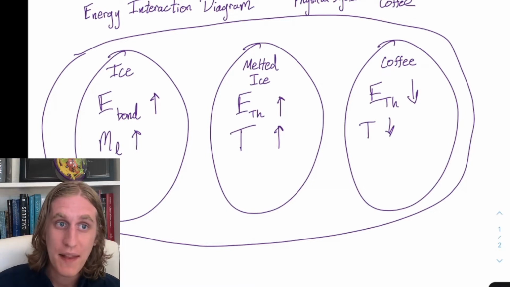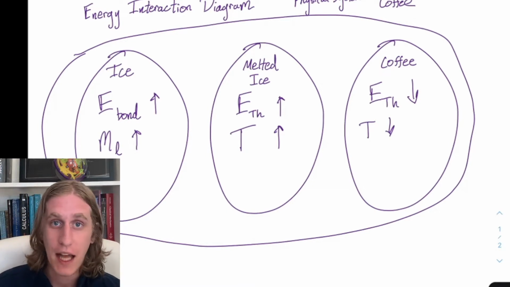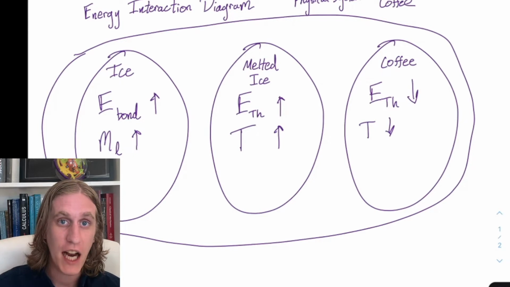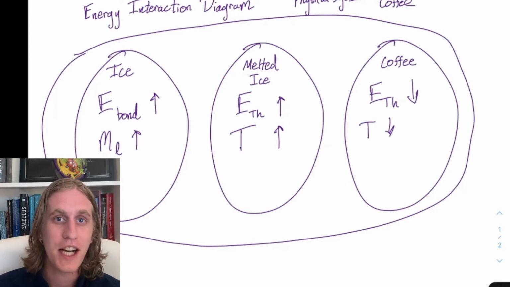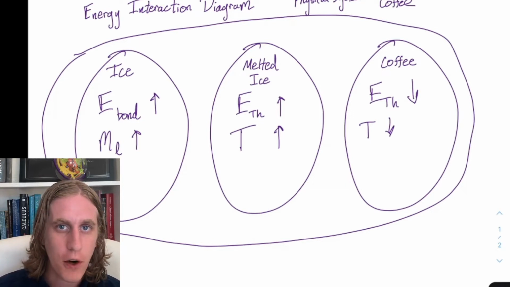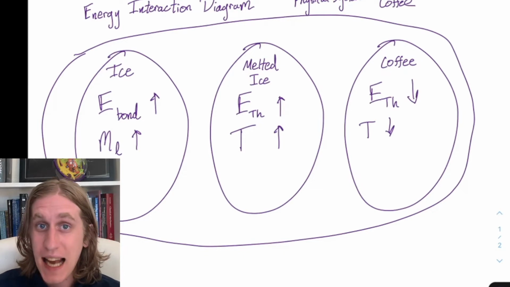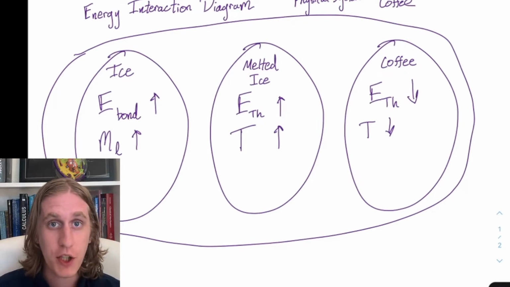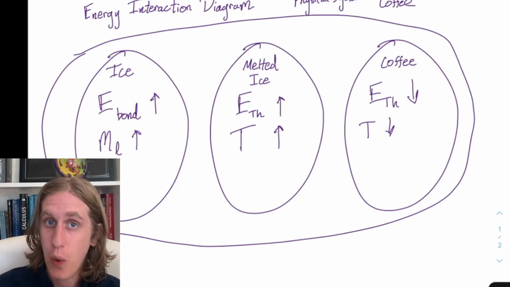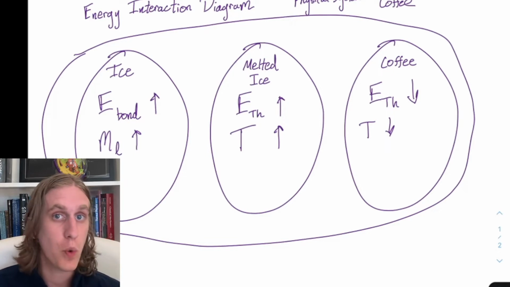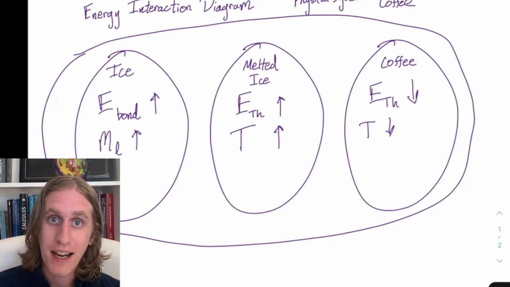We know that there are three kinds of energy that are changing: the bond energy of the ice, the thermal energy of the water that the ice melts into, and the thermal energy of the coffee. But we want to go one step further. In order to make an actual testable prediction, we need to be able to write these ideas down mathematically. If we can write down an equation, we can use the rules of math to figure out an answer.